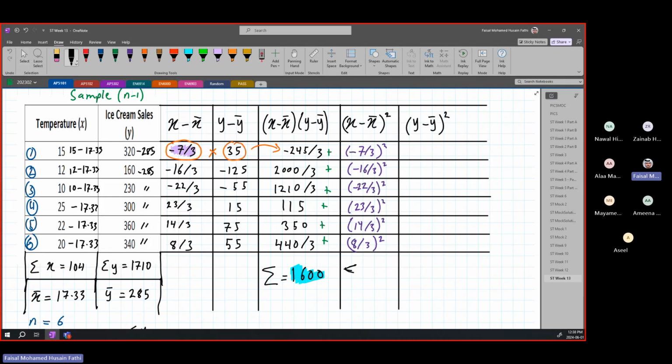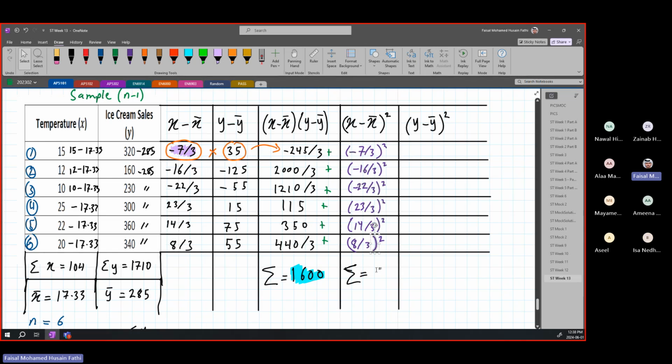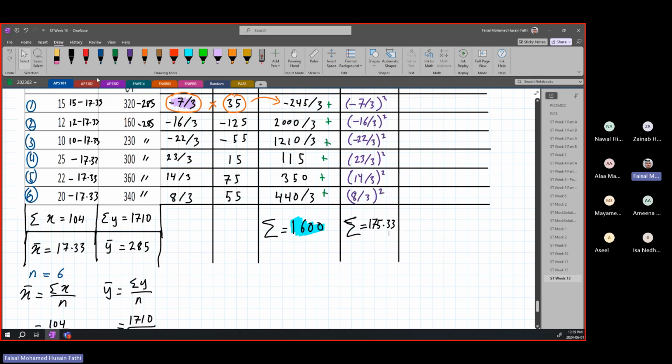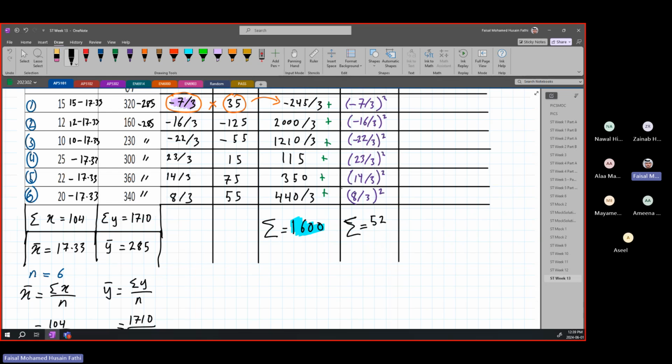So the summation is, you're going to take your calculator and write minus 7 over 3 squared plus minus 16 over 3 squared. And just make sure you have the parentheses for all of them. And then you're going to get the total value of 175.33. This is going to be your final answer. Or if you want to keep it in fraction to be a bit more accurate, you can. You get 526 over 3.